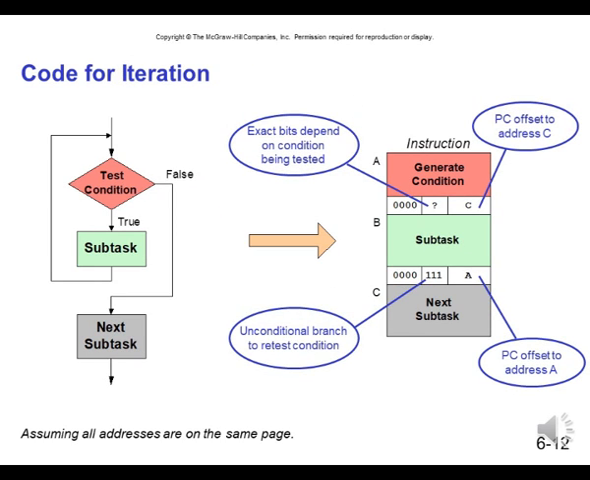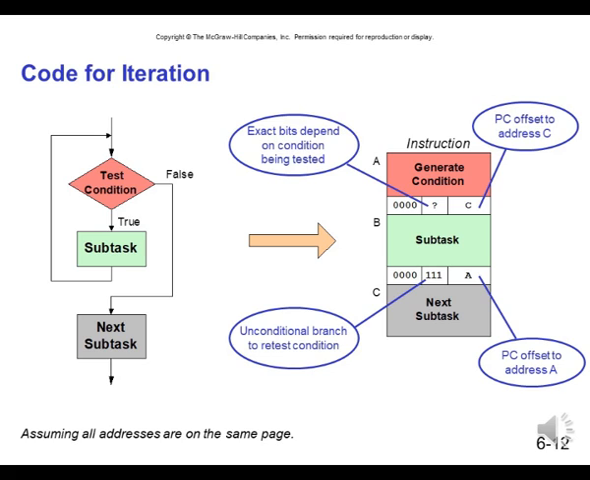Next is code for instruction. In the code for instruction, we have the test condition, subtask, also true and false, and the next subtask. In the instruction generate, we have A, B, and C. A is generate condition, B is subtask, C is the next subtask. For the question symbol, the exit bit depends on the condition being tested. For C, that means PC offset to address C.